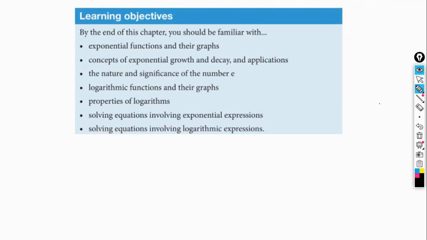By the end of this chapter, you should be familiar with exponential functions and their graphs, concepts of exponential growth and decay, and applications, the nature and significance of the number e, or Euler's number, logarithmic functions and their graphs, properties of logarithms, solving equations involving exponential expressions, and solving equations involving logarithmic expressions.